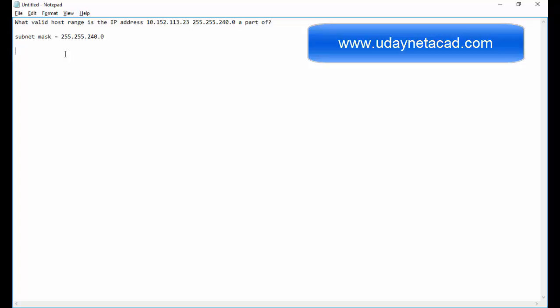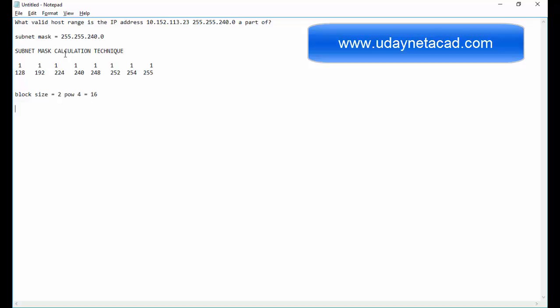To find that, we use our old technique of subnet mask calculation, that is the number of bits which are used. Now here in the third octet of the subnet mask, it is 240. These are the subnetted bits. So 240 is at the fourth bit, so 4 bits are used. Very simple. So the block size is 2 power 4, which is equal to 16. 16 is the block size.